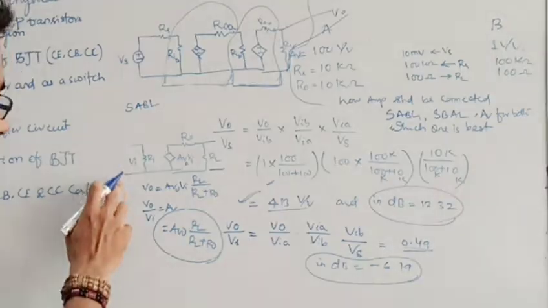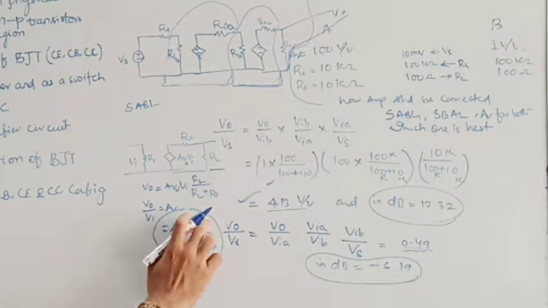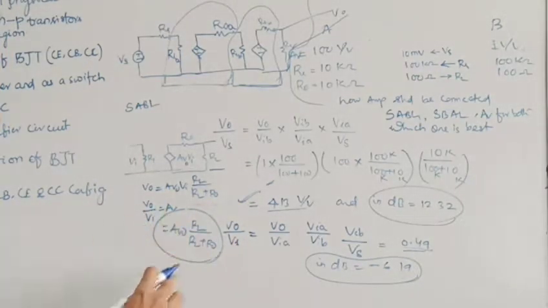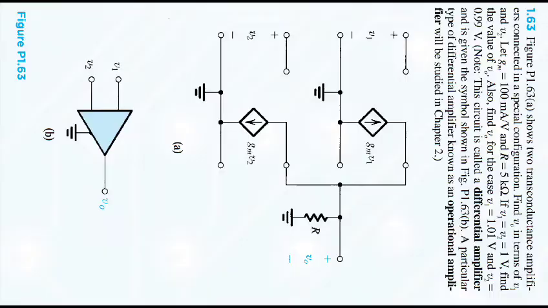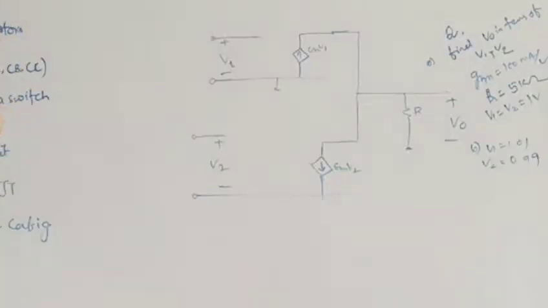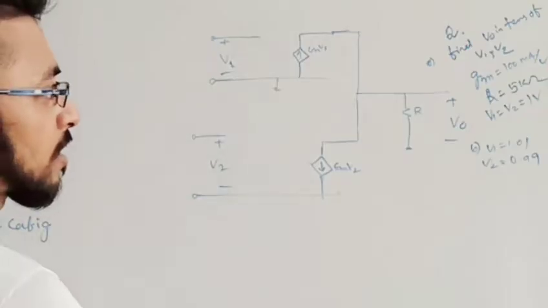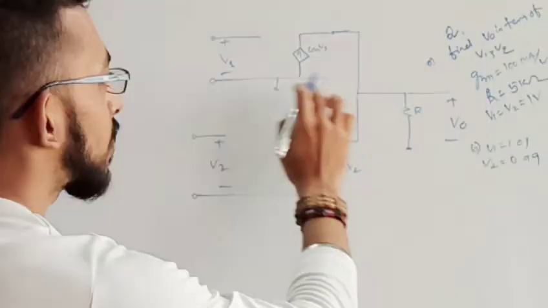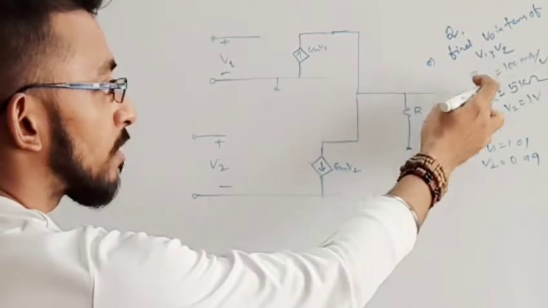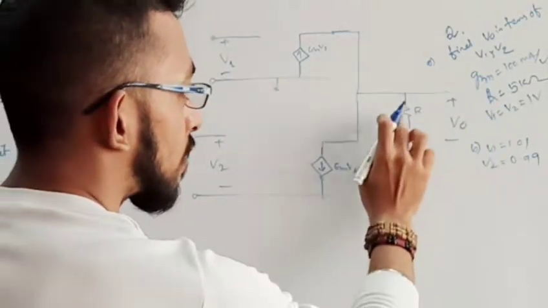just a voltage divider rule using this formula, and you have to think which one is the load, which one is the input for that one, and which one is the output for that one. In this question, it is given, this is a two transconductance, V1 and V2 value is given. We have to find our output in terms of V1 and V2. GM value is given, transconductance value is given, load resistor is given.